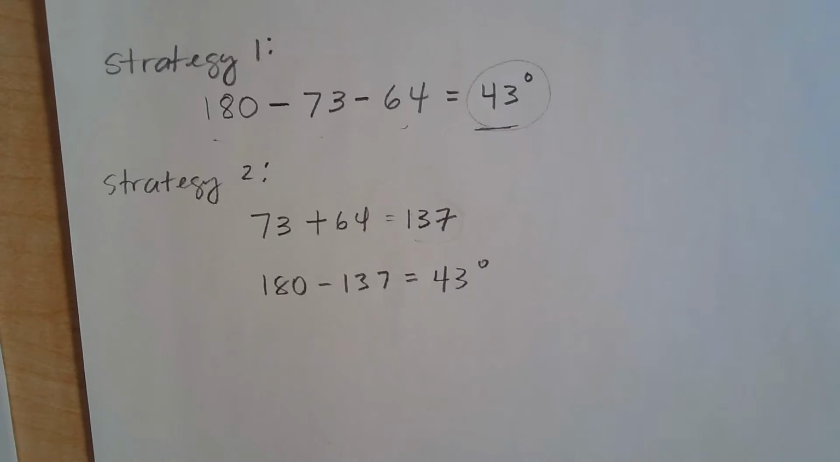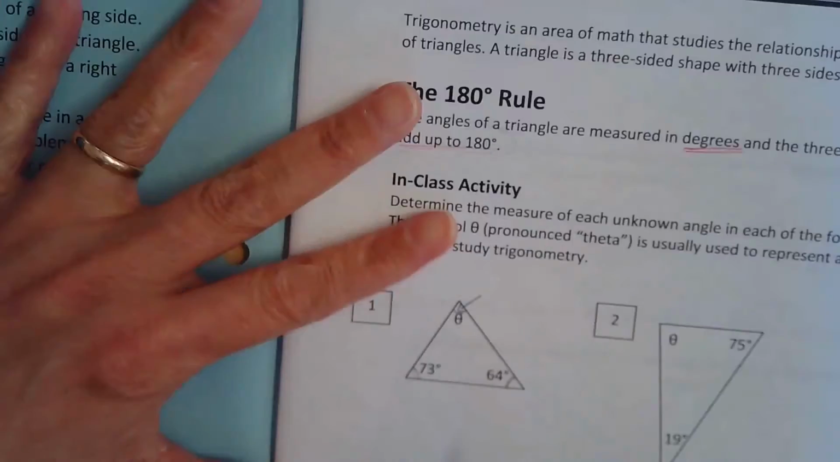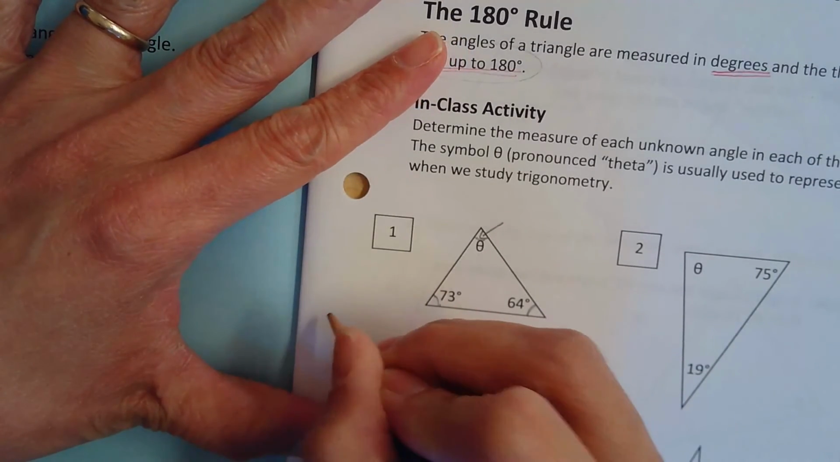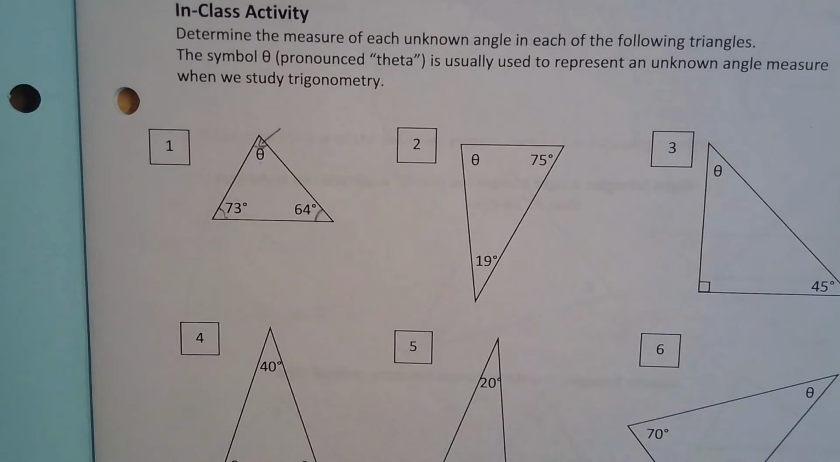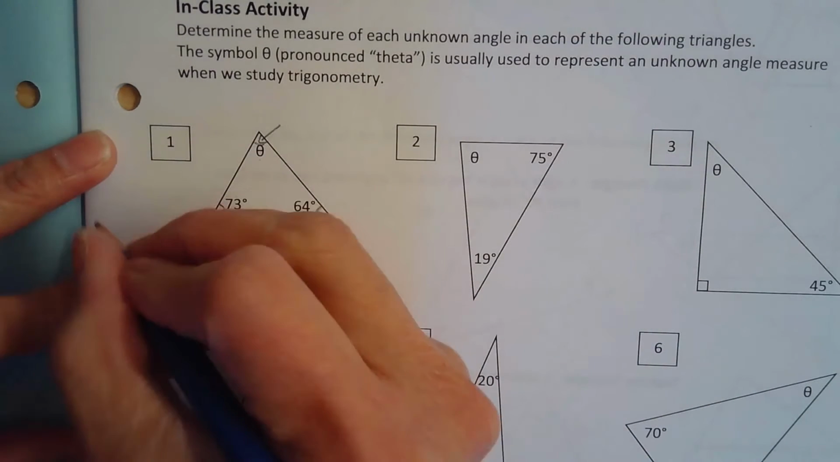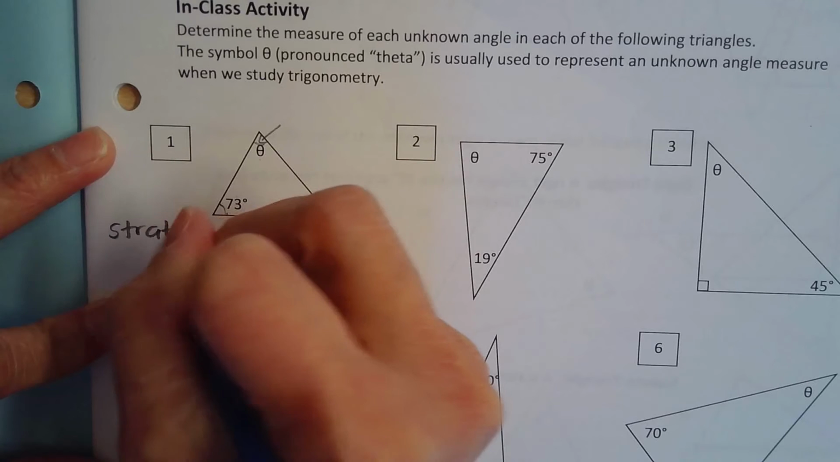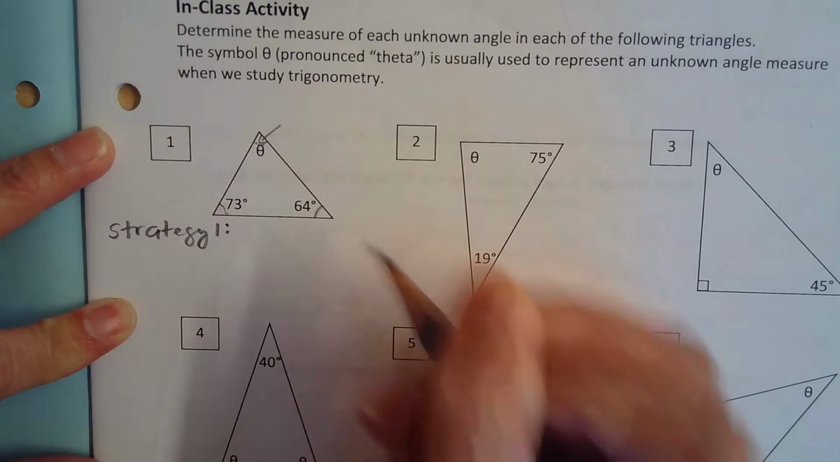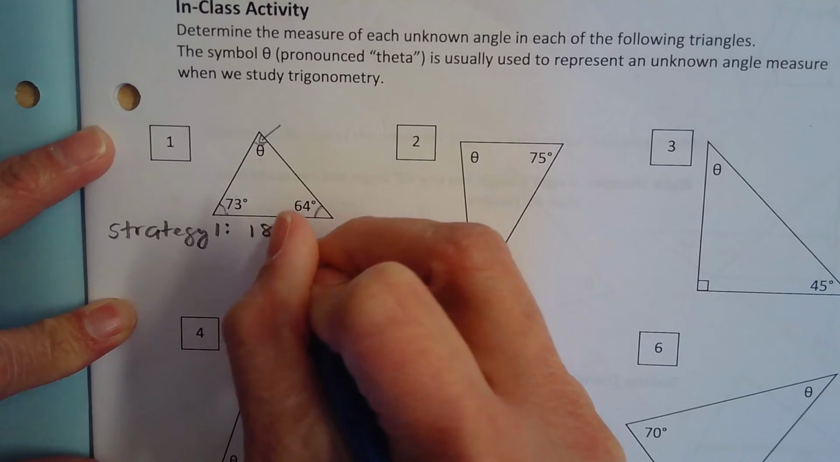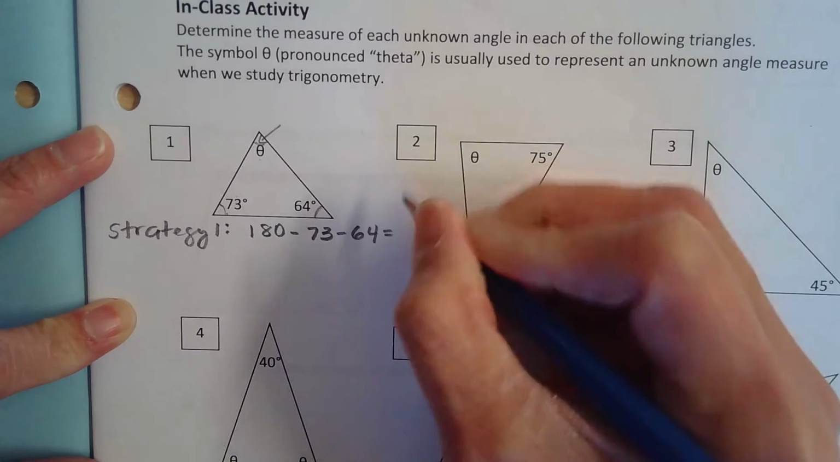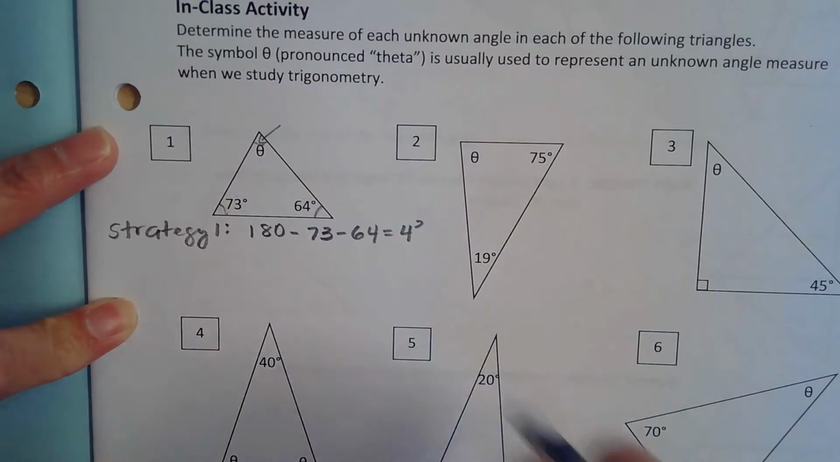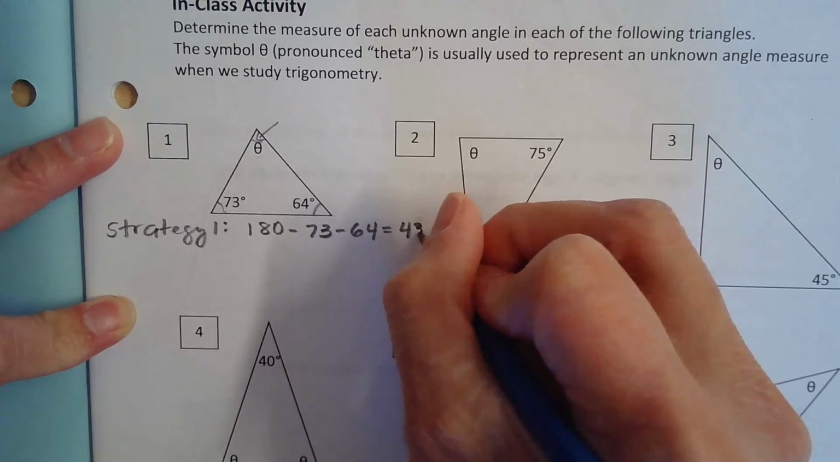Very good. So I'll write that down, both of them. I'm going to write both of them down, but for you, you can choose which one you like the best. I'll get you to pick which strategy you like the best. So strategy 1: I go 180 minus 73 minus 64, which is 43 degrees.